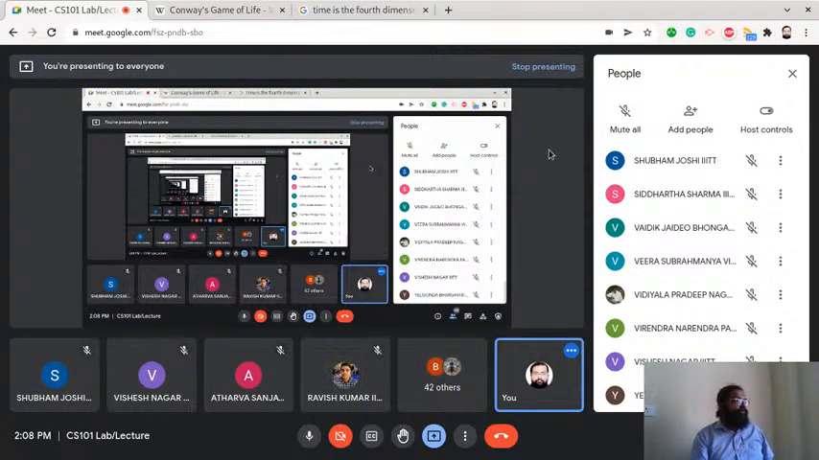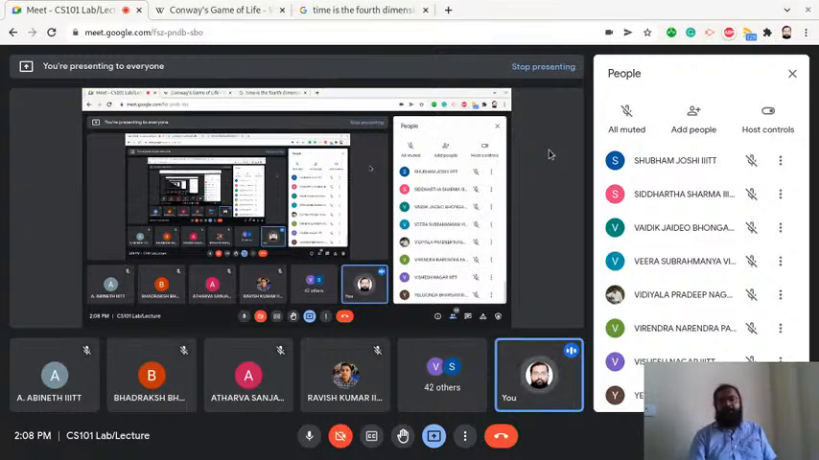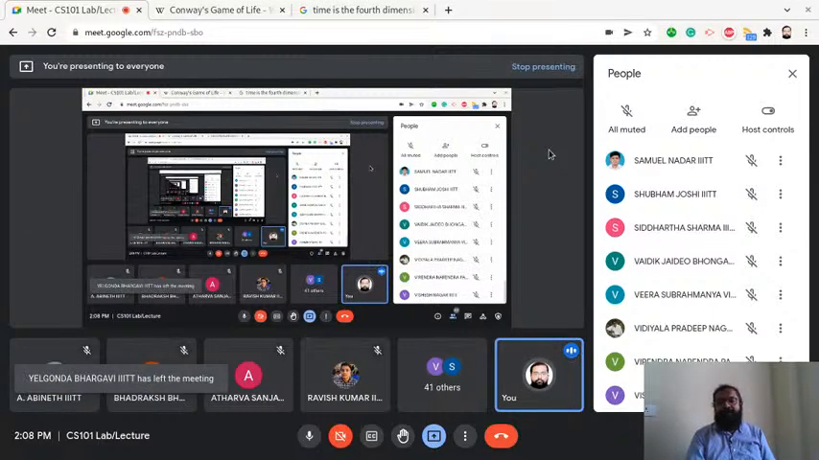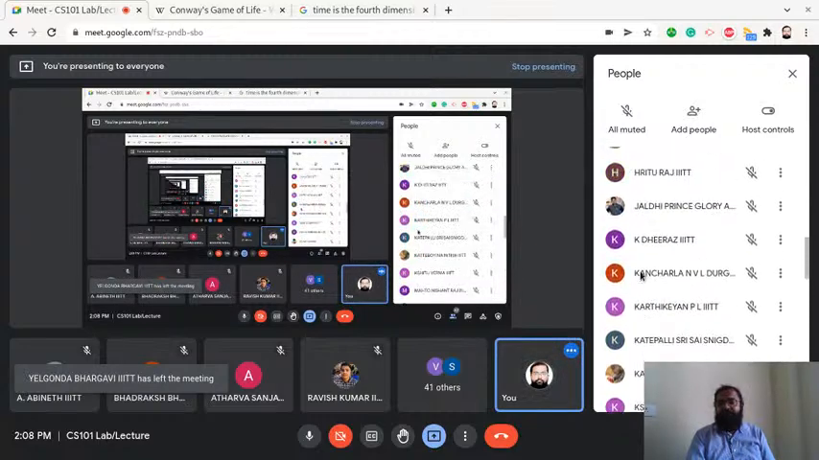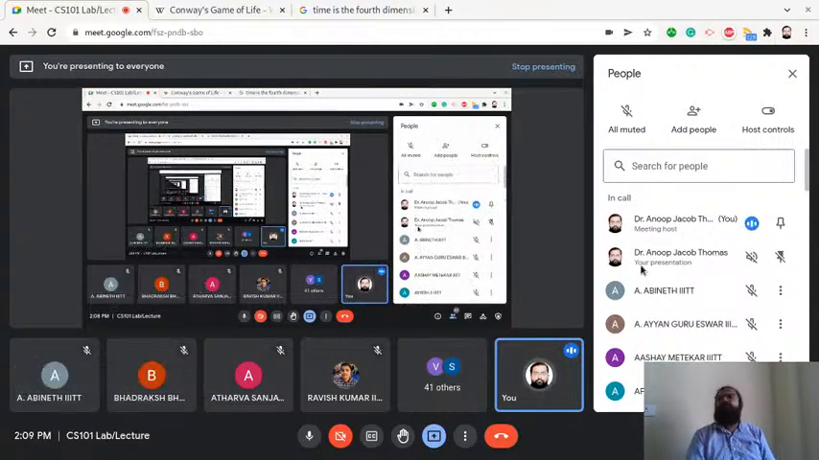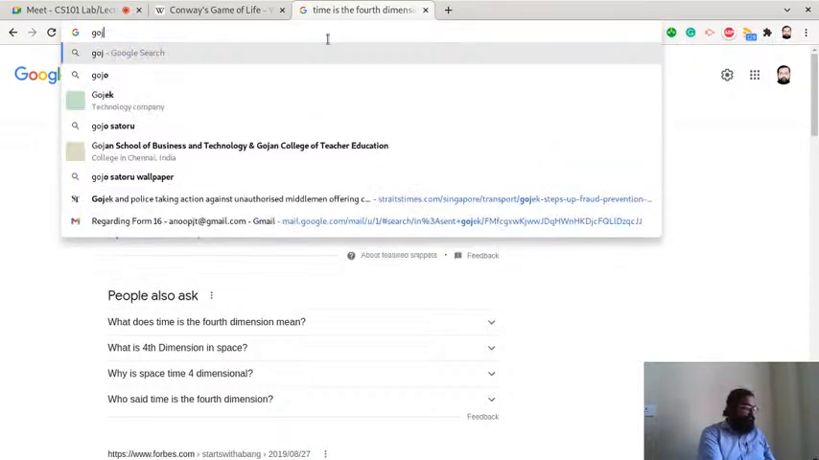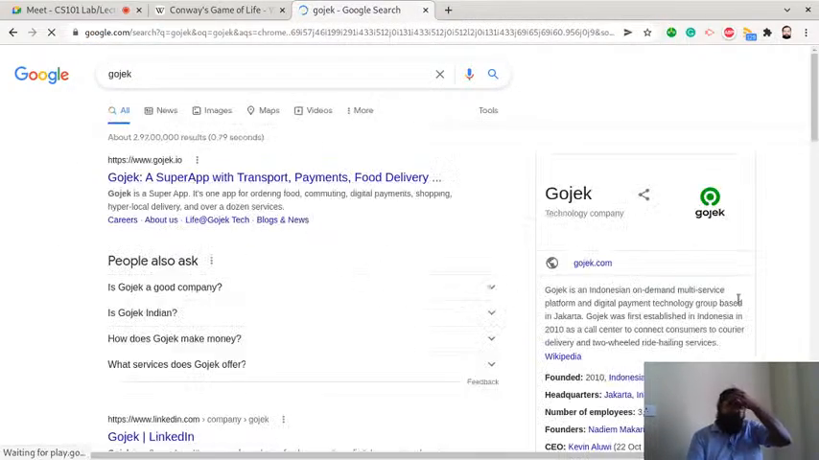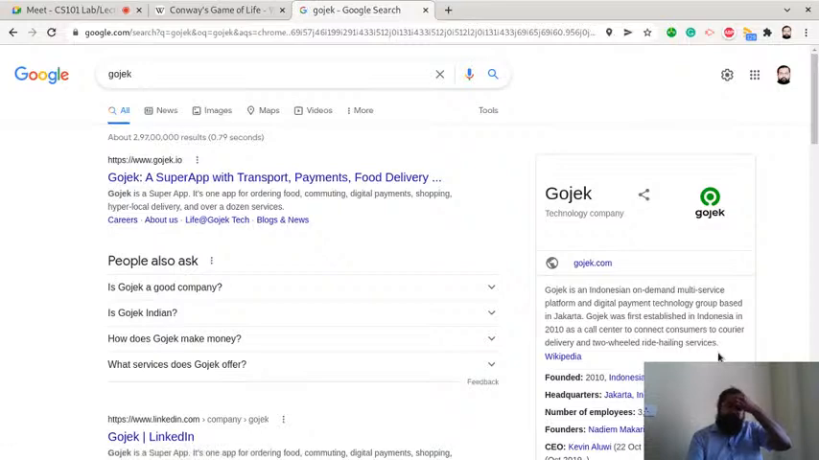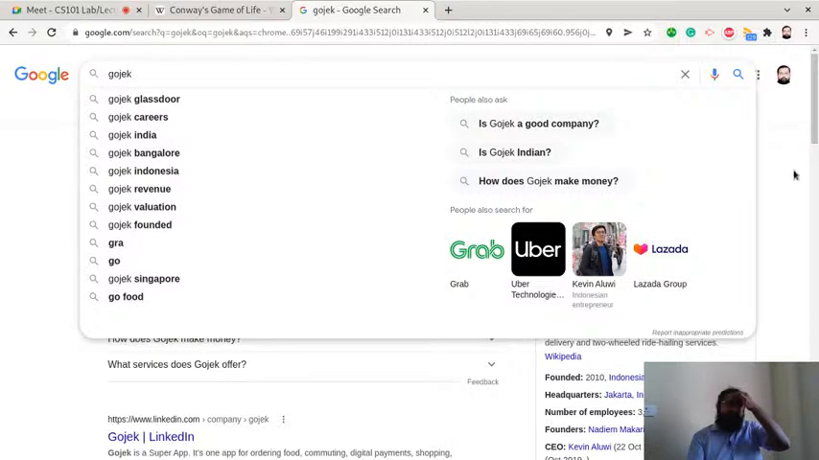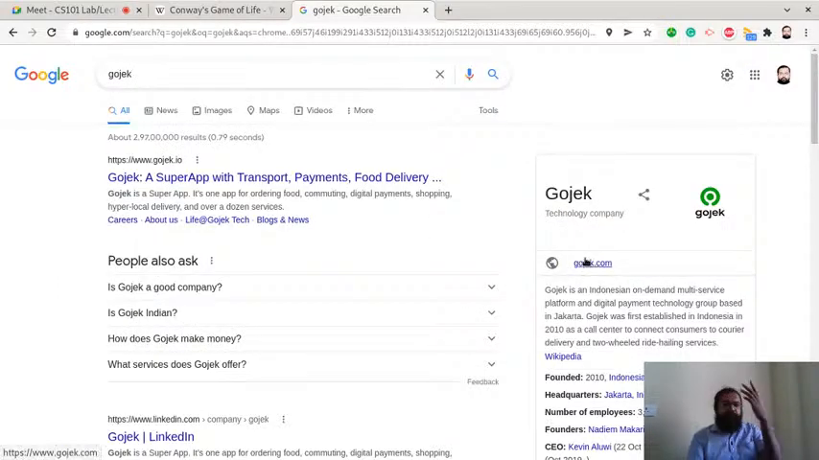Yes, sir. Okay. By the way, this game of life, do you know where I came to know about it for the first time in my life? I came to know about this particular game of life when I joined a company called Gojek, and when I was working there in Gojek. This is a company where I was working earlier, and this was part of our training, etc.